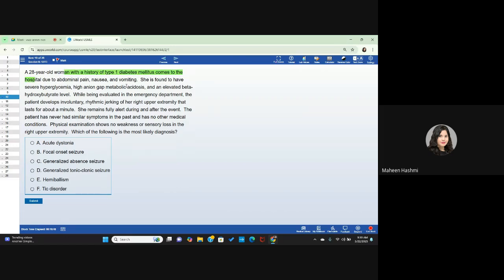A 28-year-old woman with autoimmune disease is found to have severe hyperglycemia and high anion gap metabolic acidosis. Okay, a classic picture of ketoacidosis. While being evaluated in the ED, the patient develops involuntary rhythmic jerking of her right upper extremity that lasts for a minute. She remains fully alert. The patient has never had similar symptoms in the past. Physical examination shows no weakness. Which of the following is the most likely diagnosis? What is happening?